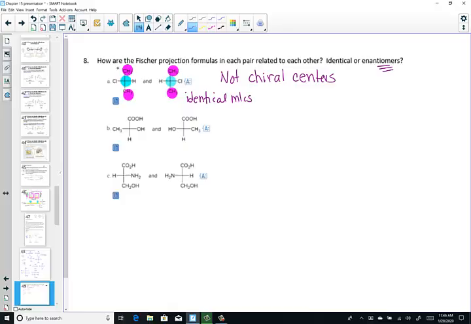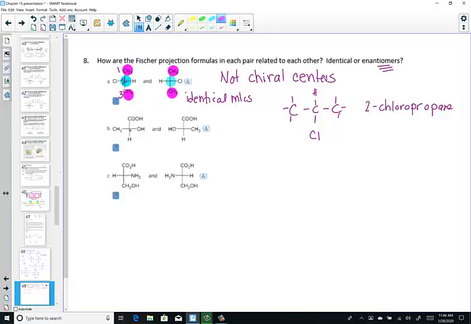Notice that it's 1, 2, 3 carbons. At carbon number 2 is a chlorine. So that molecule is 2-chloropropane and therefore does not meet the criteria of being chiral because 2 of the 4 attachments are identical. Therefore, they're identical molecules. All right, let's look at letter B, see what's happening here.